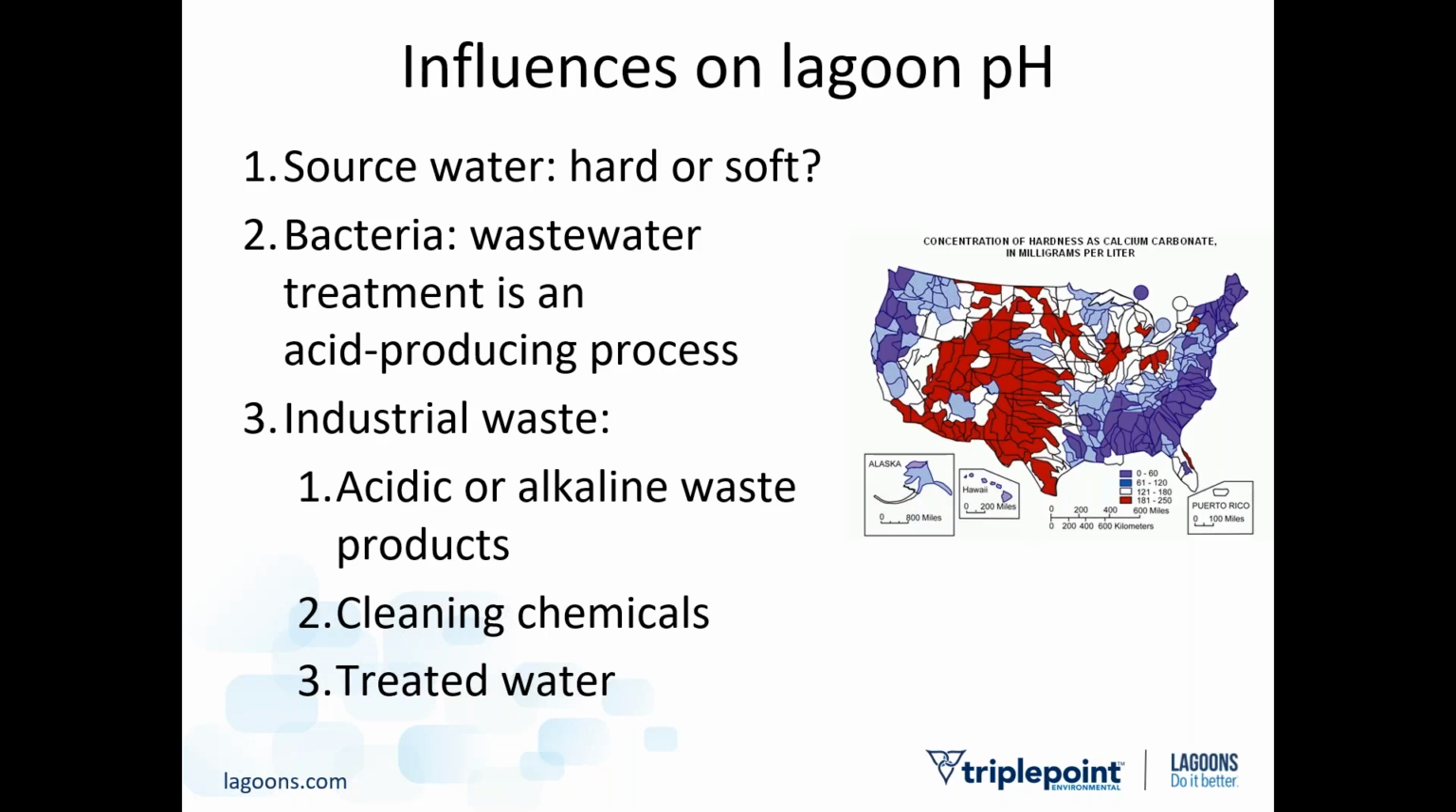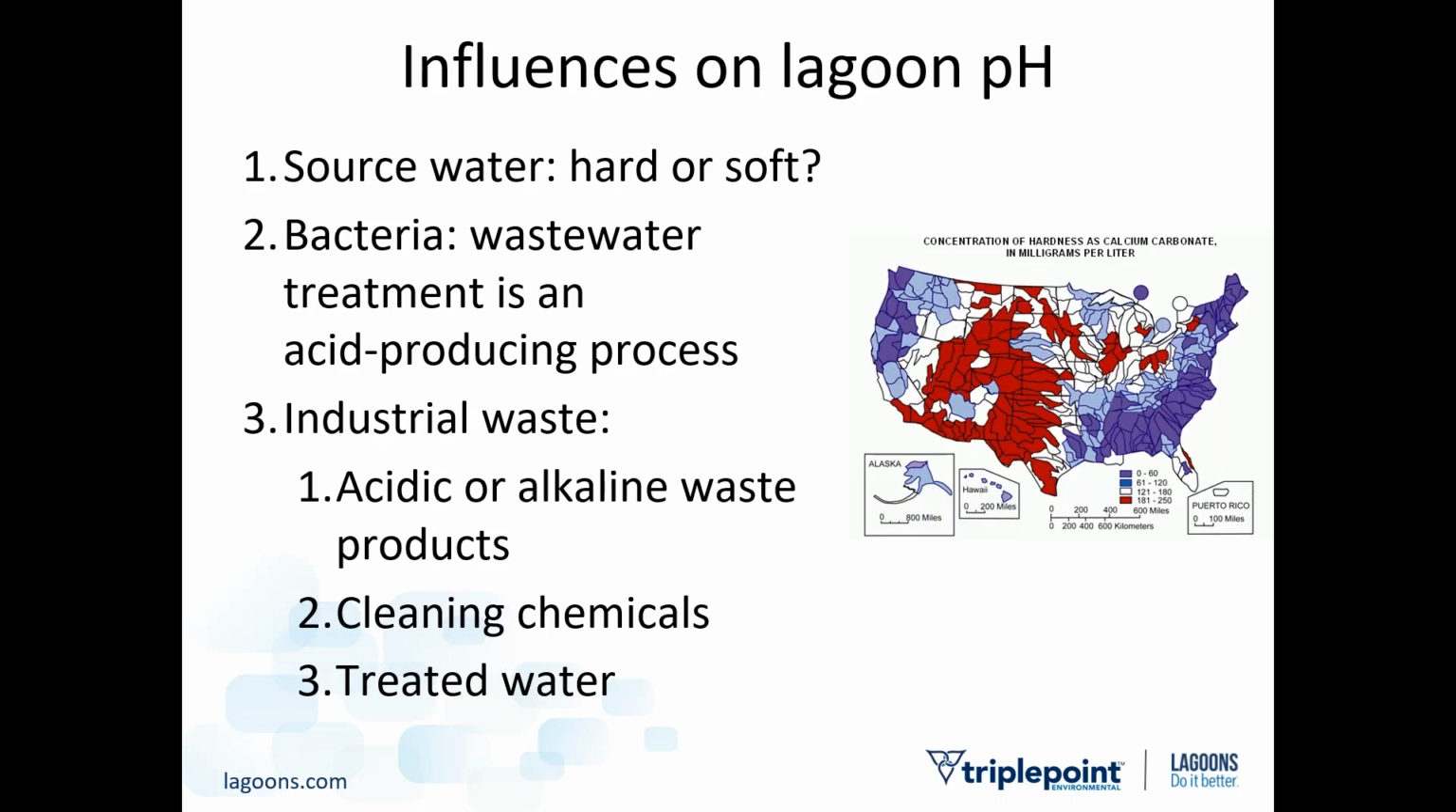And then lastly, we have industrial waste. And industrial waste, all bets are off. If you can name a chemical process, I guarantee you there's an industrial plant somewhere using it. So they can get a lot of different effects, whether you're operating a lagoon at an industrial plant or you're a municipal lagoon receiving industrial waste. A lot of industrial processes produce acidic or alkaline waste products. Some examples from the food industry: dairy waste is acidic, wine waste is acidic.